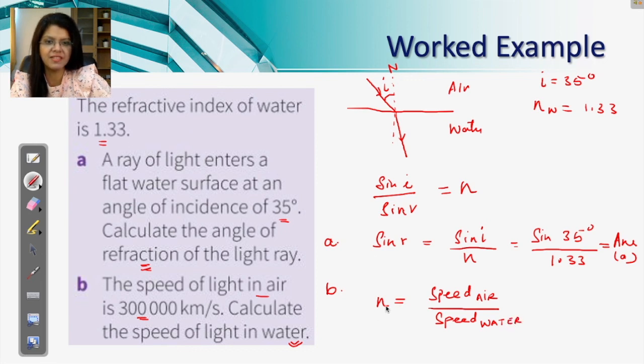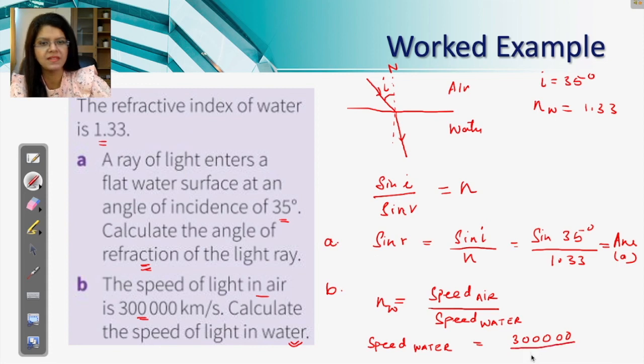Refractive index of what? The refractive index of water is equal to the speed of the light in air divided by the speed of the light in water. So this whole thing becomes, how much is the speed of the light in water? Speed in water is equal to the speed of the light in air, 300,000, over 1.33. This will give you your answer for part B.